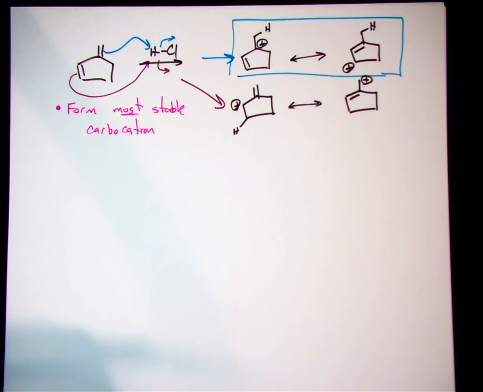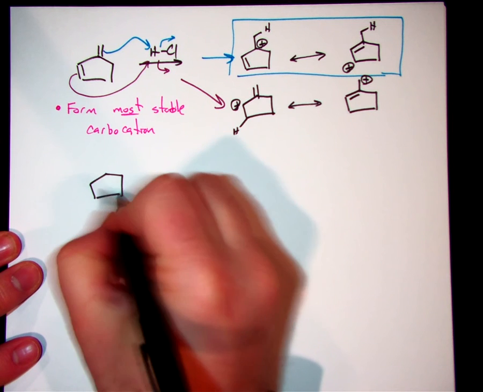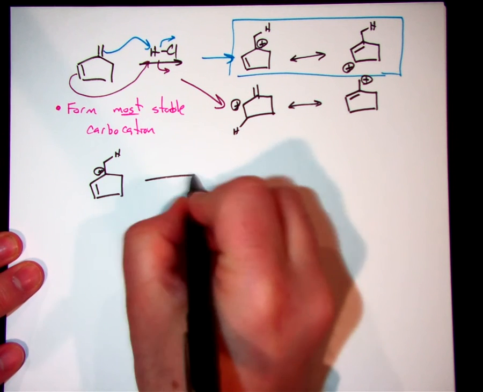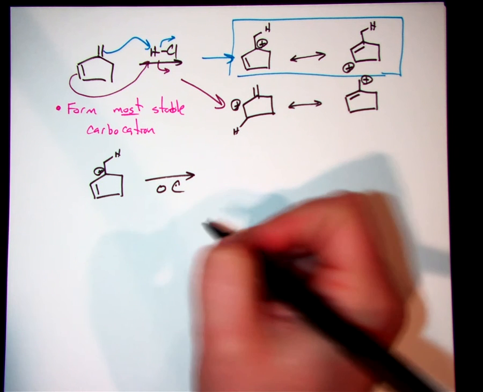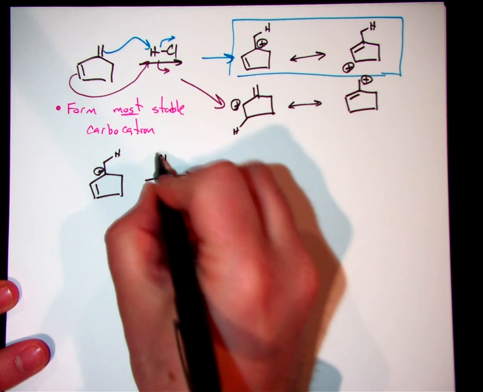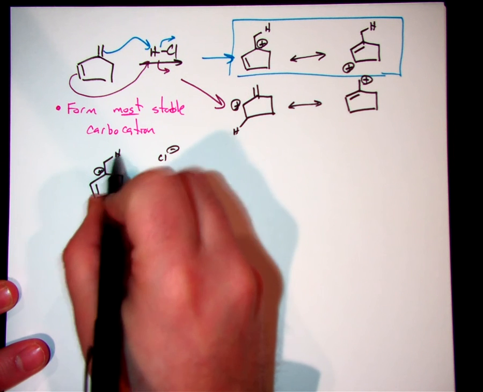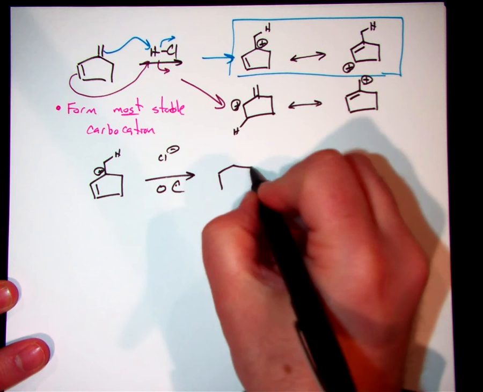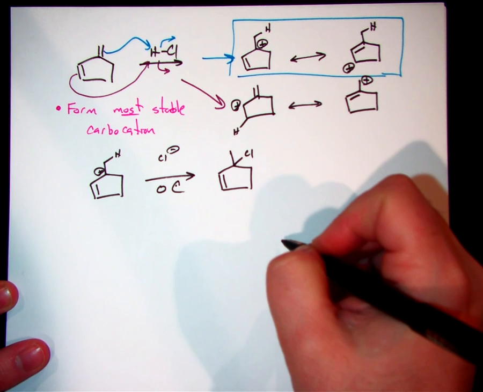So now that we have that carbocation there, if we are running this reaction at 0 degrees, meaning this is the kinetic product, that chloride that's in solution is going to attack that carbocation, which is proximal to where we added that hydrogen. So that means the product in the end is going to look like this.